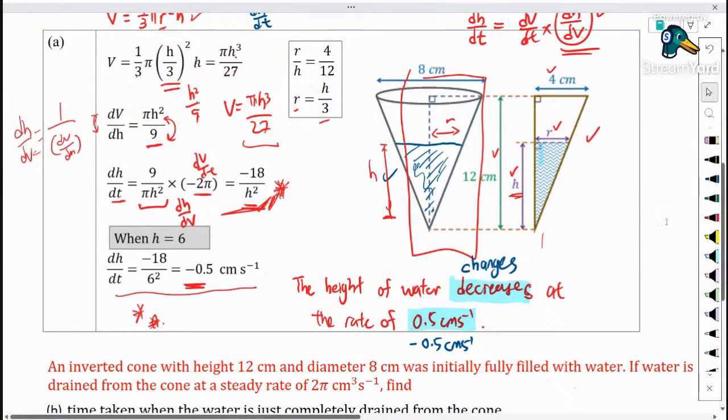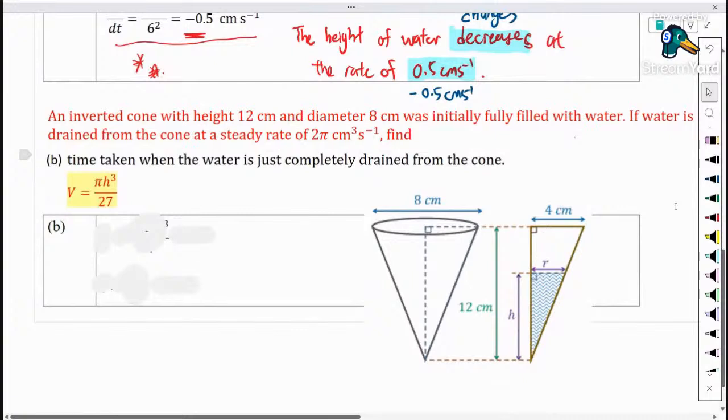The very last question. Now, we want to know what is the time taken for the originally fully filled cone to be completely drained out. The water completely drained out from the cone. That means the cone finally will be totally empty, from full to become empty.